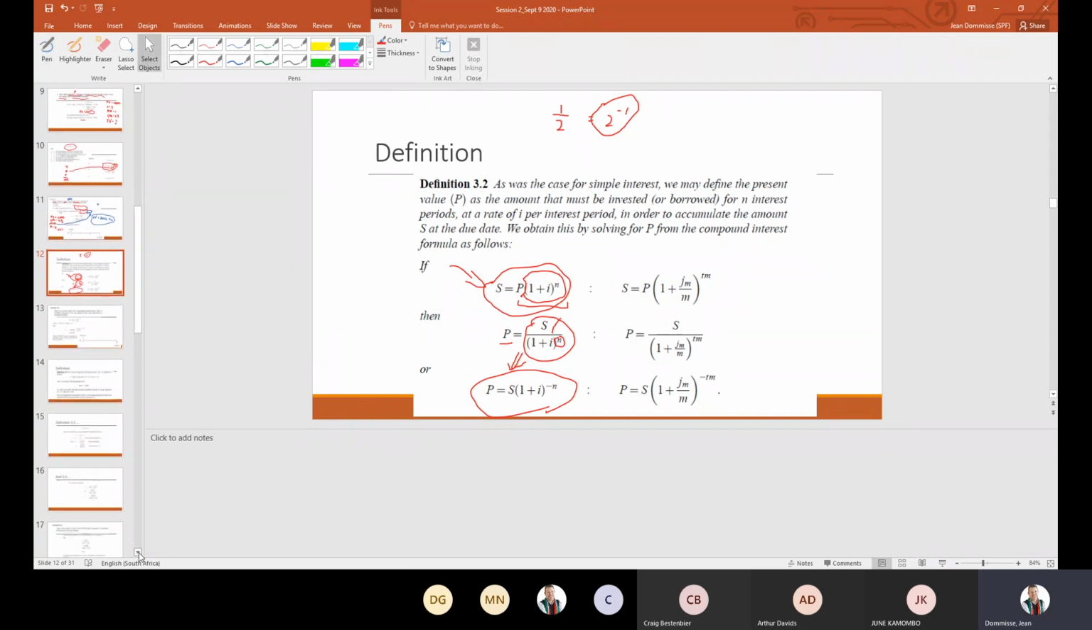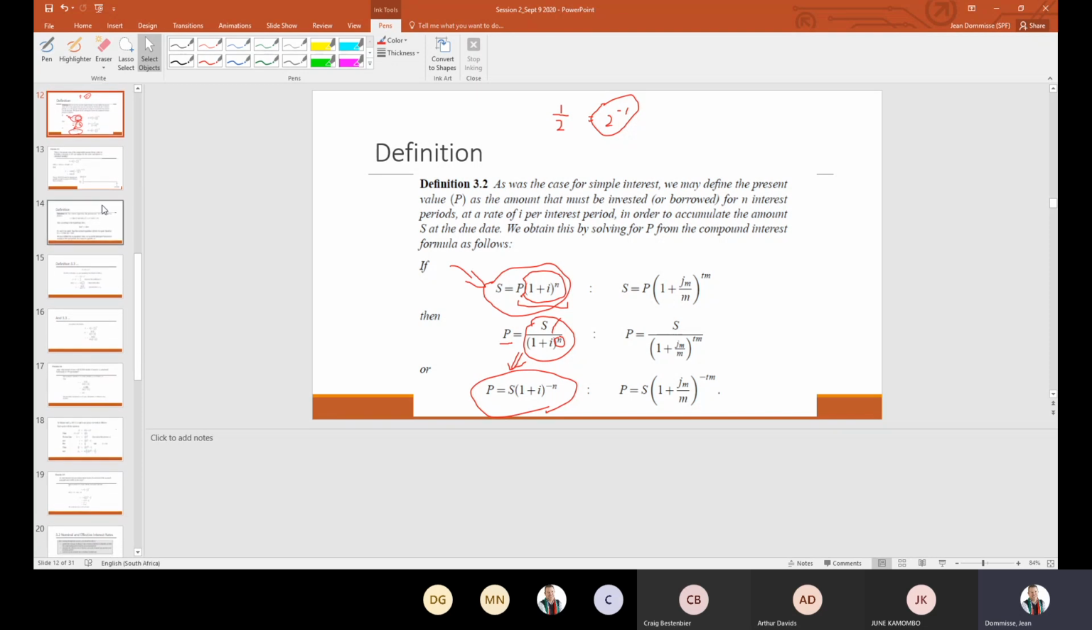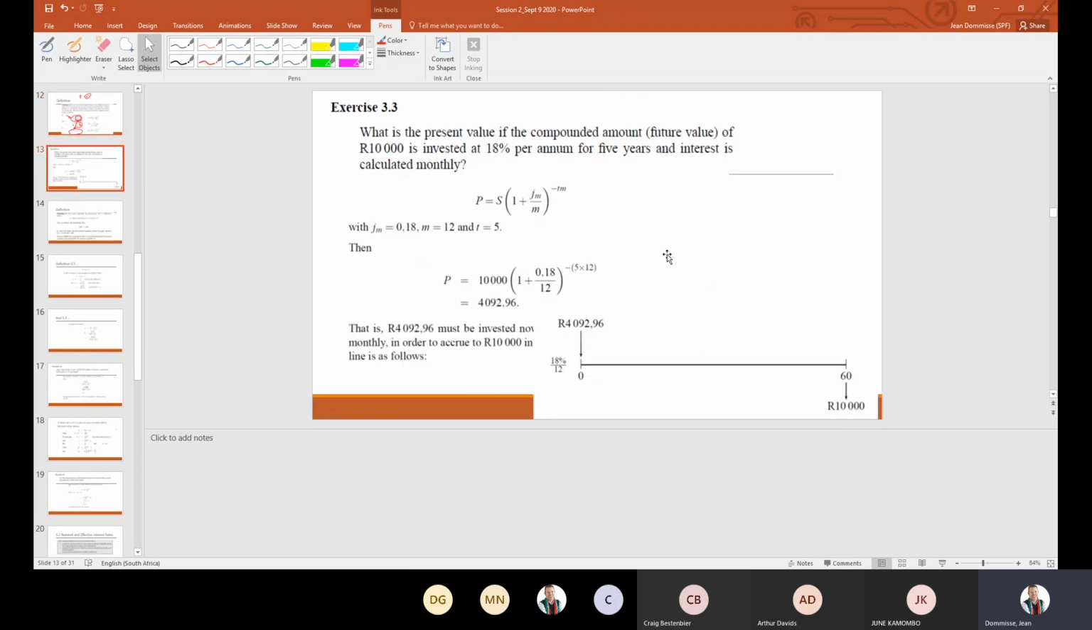So let's go into the next calculation. So again, timeline. So let's look at what we need to get.